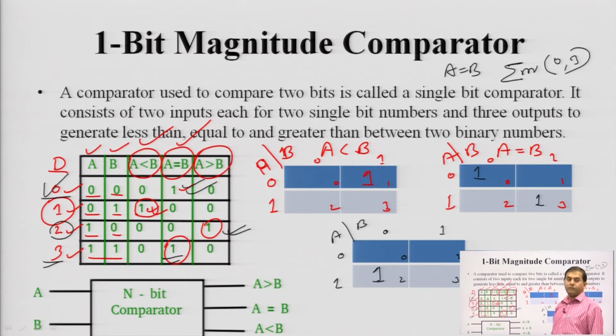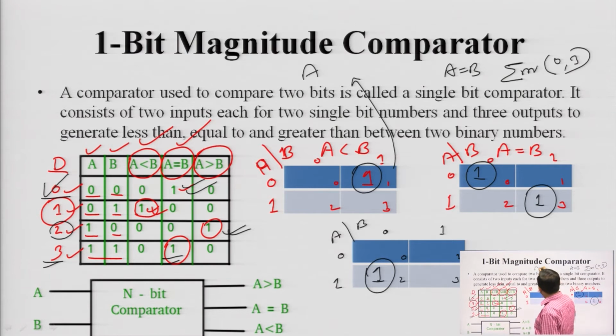So, now we will make the grouping of ones. Here no other one is there, so one single group will be there. Okay. Here also there are no adjacent ones, so two groups will be there, and in the third one there is one single one, so one group is there. Okay. So, what will be the value for this? This is nothing but A bar B. This is nothing but A bar B. So, for A less than B we are getting the minimized version as A bar B.